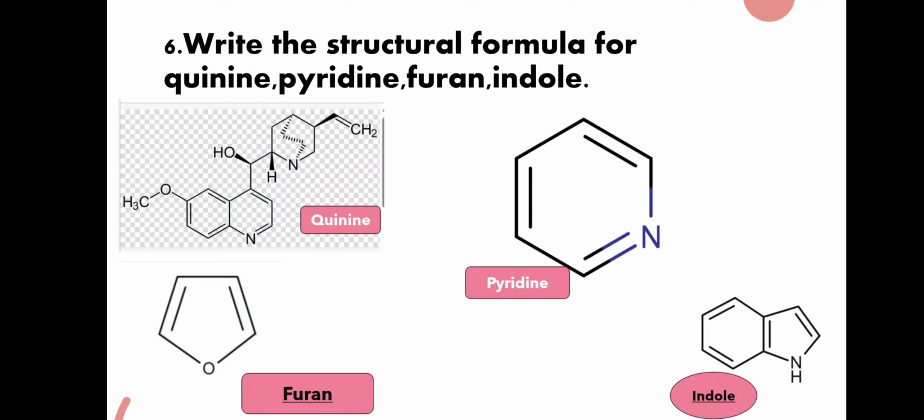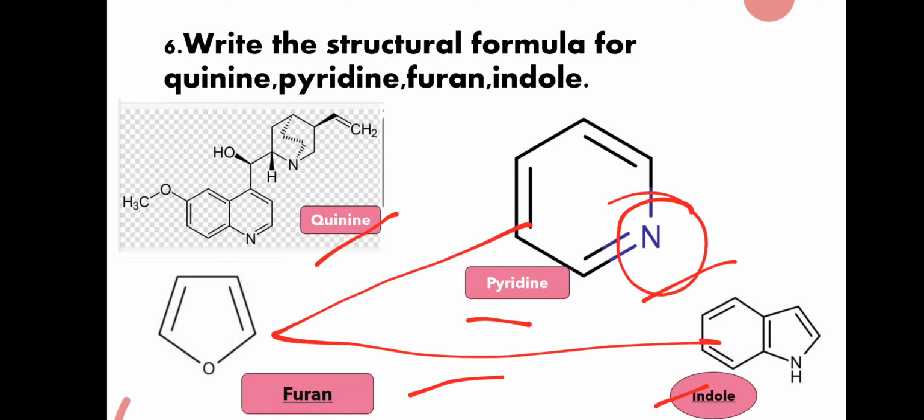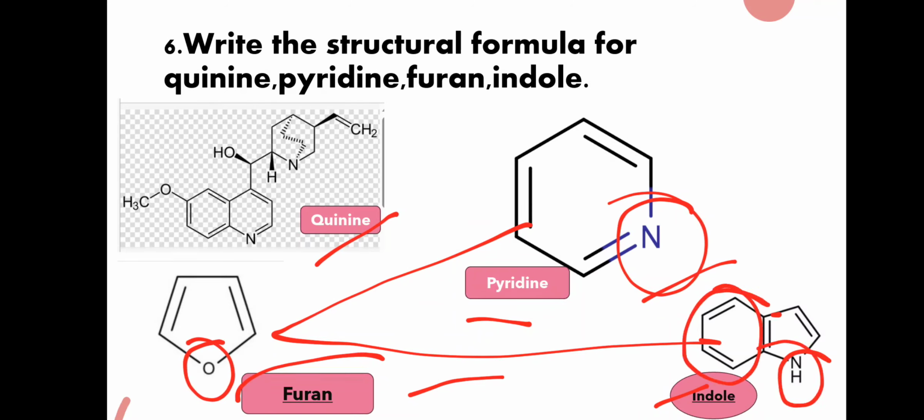Write the structural formula for quinine, pyridine, furan, indole. See, these you have to practice. This is the structure of quinine, pyridine, furan, and indole. Easily you can remember these three. Okay, pyridine, N is there, furan, O is there. Okay, then indole, NH is there. One benzene ring is there. To that, a 1, 2, 3, 4, 5 member ring is attached.